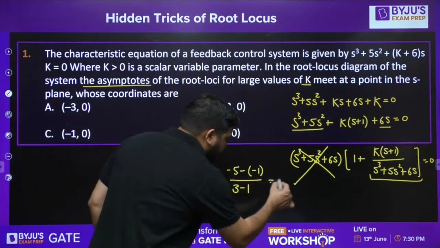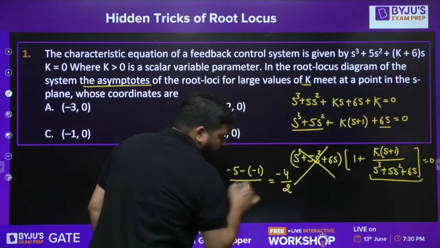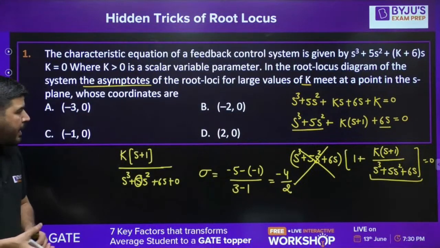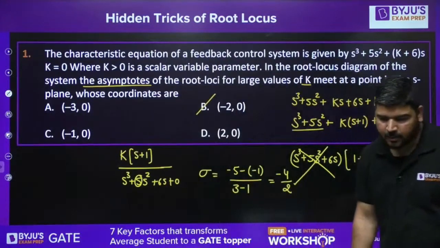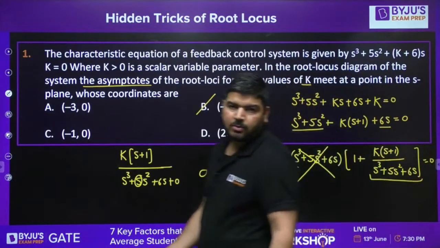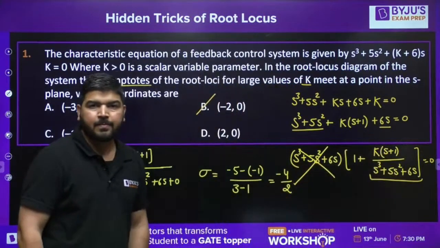So it came out to be, tell me guys, minus 5 plus 1, which becomes minus 4, divided by 2. So it came out to be minus 2, okay? So the answer is Bombay. It's easy peasy. The question was very simple. The only thing is you have to simplify like this, okay?